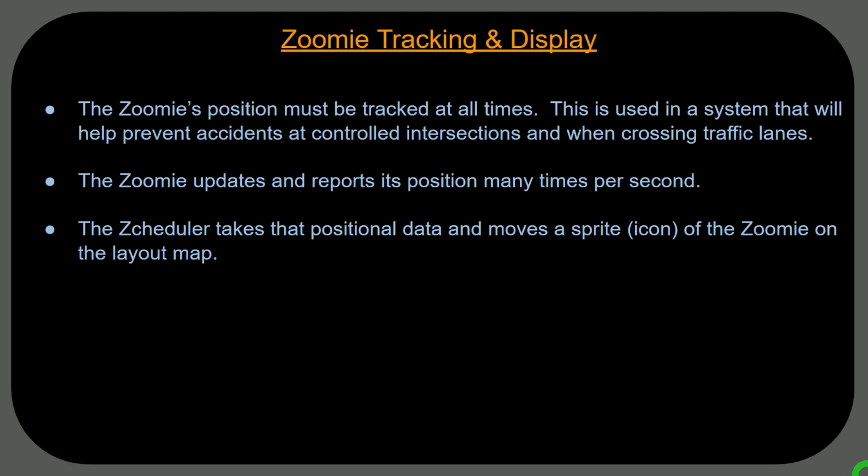The scheduler takes that positional data and moves a sprite or icon of the Zoomie on the layout map. Over at the scheduler software, you saw the graphical representation of the layout of ZOOMTOWN, with the roads, the parks, the driveways, everything about it. And there are little Zoomie sprites. They're just a simple blue rectangle, I believe, with the ID number printed in the middle of it. That will move in unison with the physical Zoomie that's moving around on the physical layout. That's the whole function we're trying to achieve here.